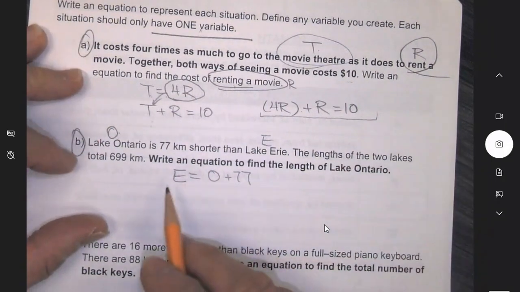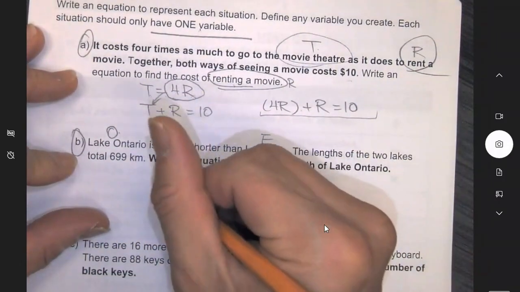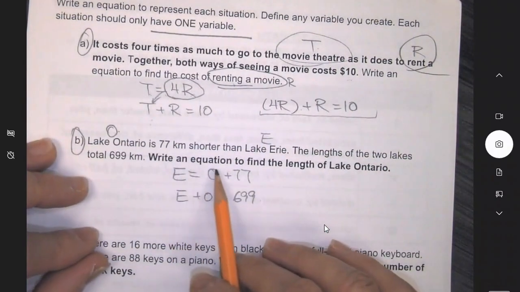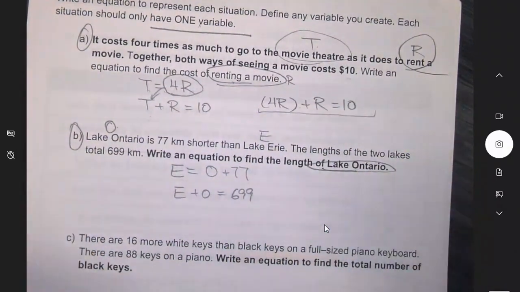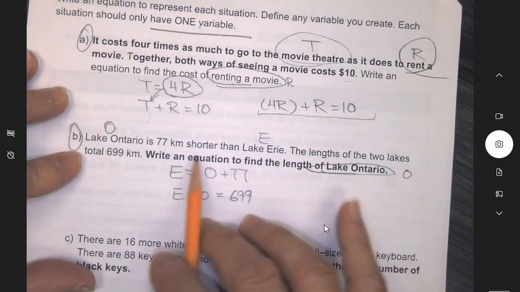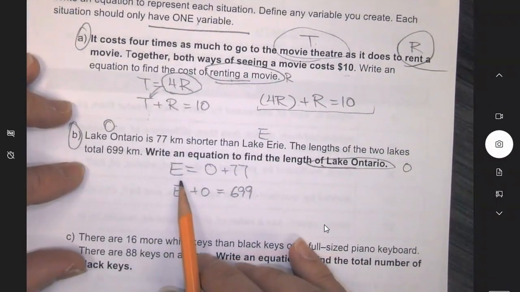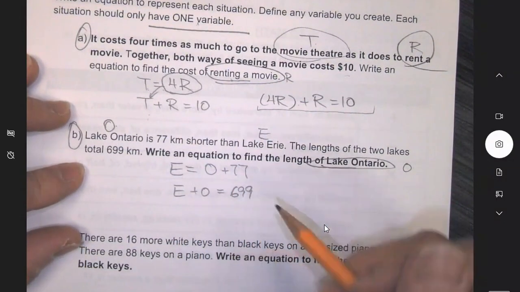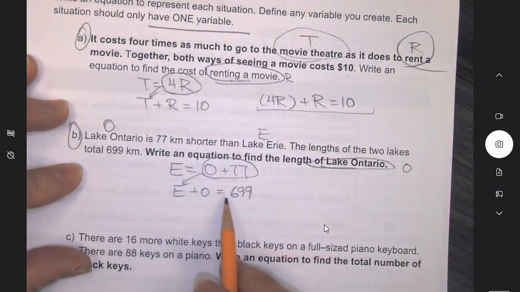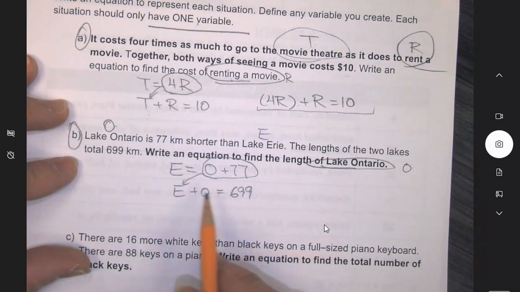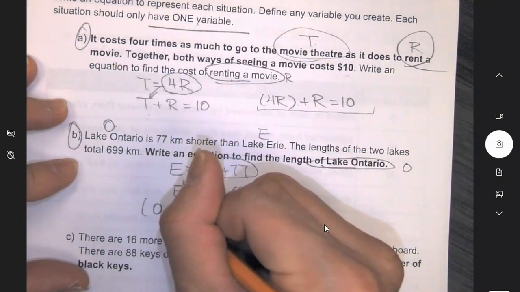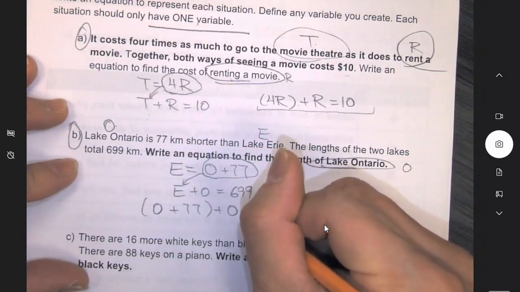The length of the 2 lakes together would add up to 699. So E plus O gives you 699. Find an equation to find the length of Lake Ontario. So again, you want to have one equation that has O in it. Okay. So again, this sets it up perfectly. E equals O plus 77. So again, I will substitute this O plus 77 and plug it in here, because this other sentence says E plus O gives you 699. Well, E is equal to O plus 77. So O plus 77 plus O is 699.